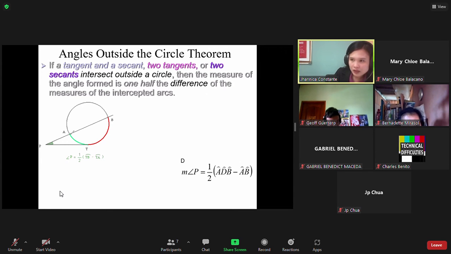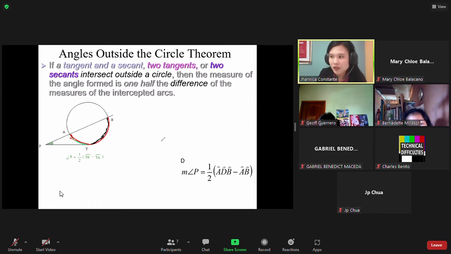Intercepted arc is the one that we have here and this one. Those are the intercepted arc of the angle. Get the difference of that intercepted arc and then divide it by 2. So for example, if we're going to solve for the measurement of angle P, we have 1/2 the measurement of arc TB minus the measurement of the arc TA. It depends on the given.